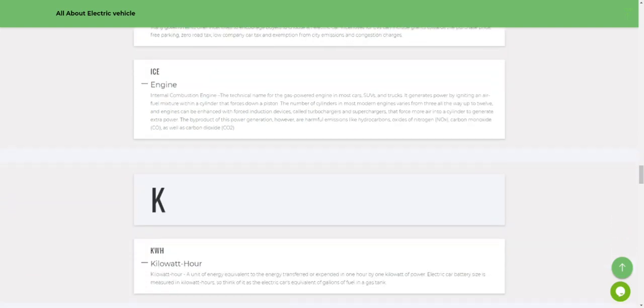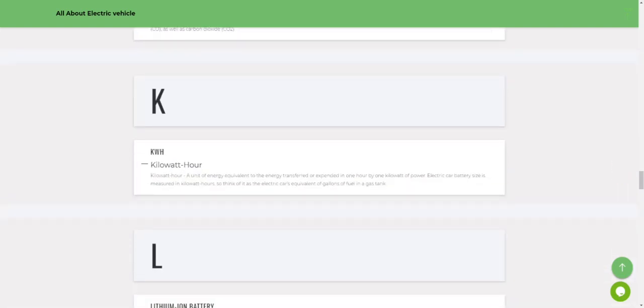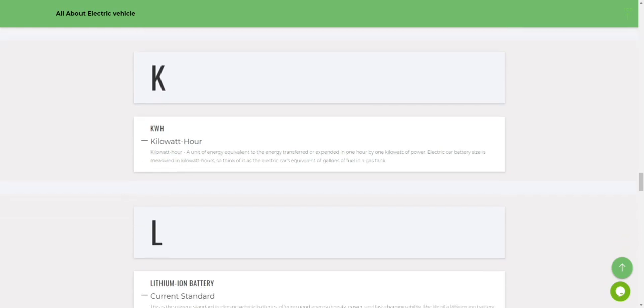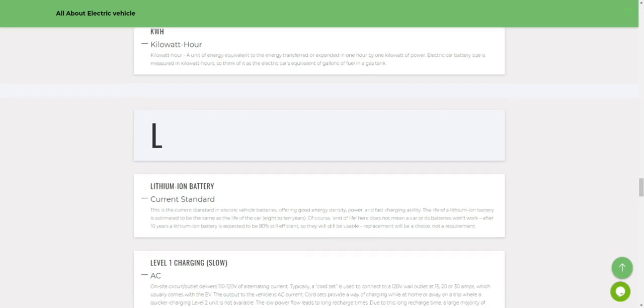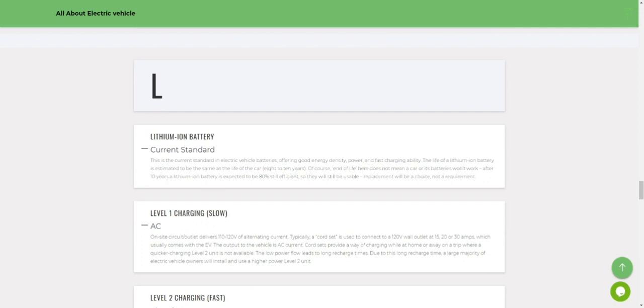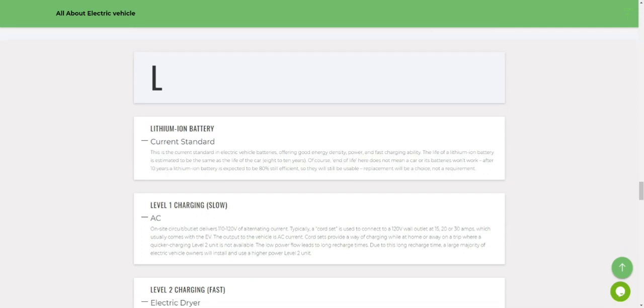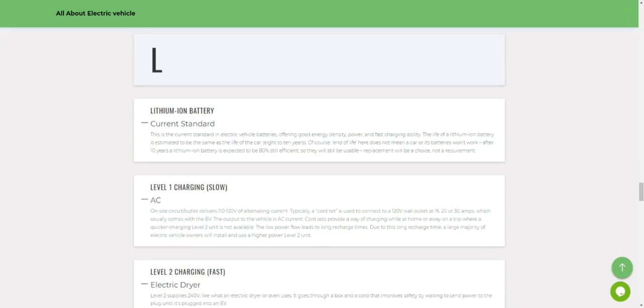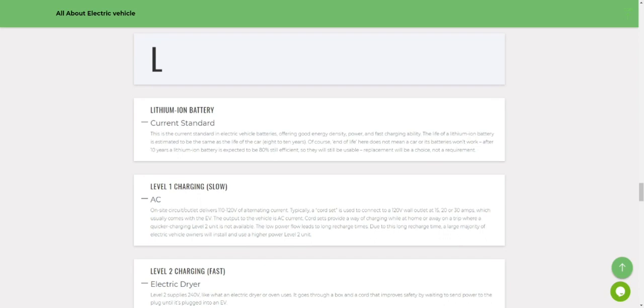Okay, then from K there's kilowatt hour, you can read it. There's also lithium ion battery, terminology starting from L. This is a current standard in electric vehicle batteries, offering good energy density, power, and fast charging ability. Then there's also lead acid. This is an older type of battery that has since been replaced by more efficient lithium ion battery.